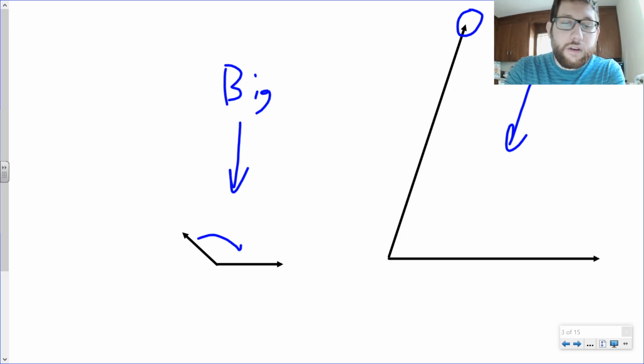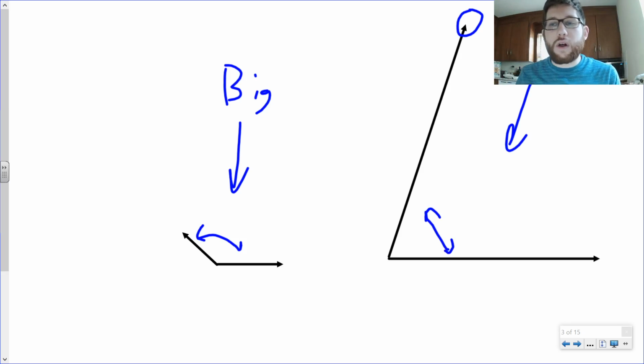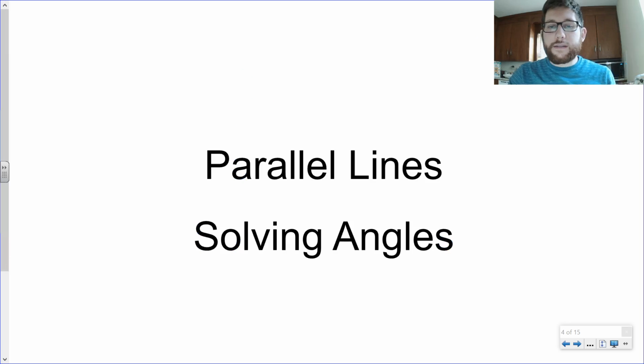Okay, you can think of it like a door. How far open is my door? It's really wide open. Here, it's not open very much. Okay, it's all about the openness of your angle, not how long the lines are. So we're talking about big angles, small angles. That's what we're talking about. How open is it, not how long are the lines.